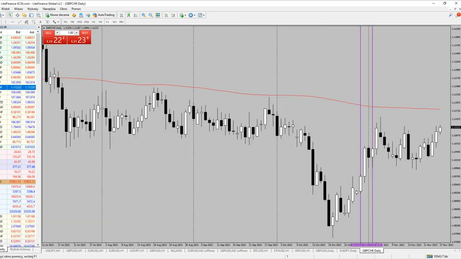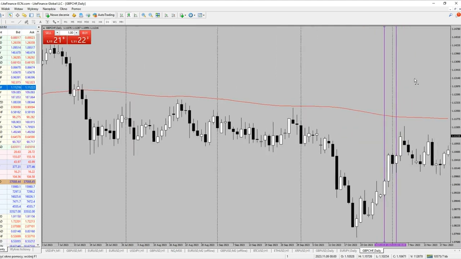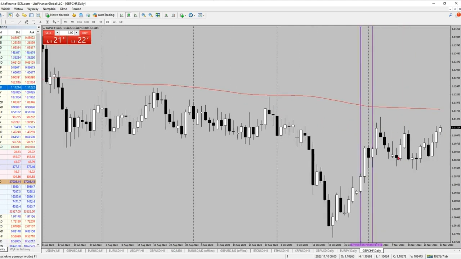Two things, trying to trade using the higher time frame, meaning that you are looking for the inside bar on the higher time frame, but you are executing on the lower time frame.